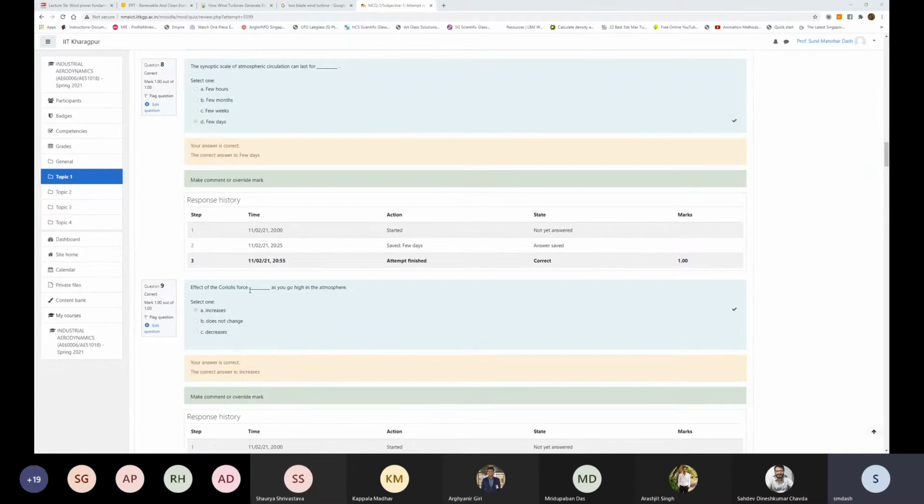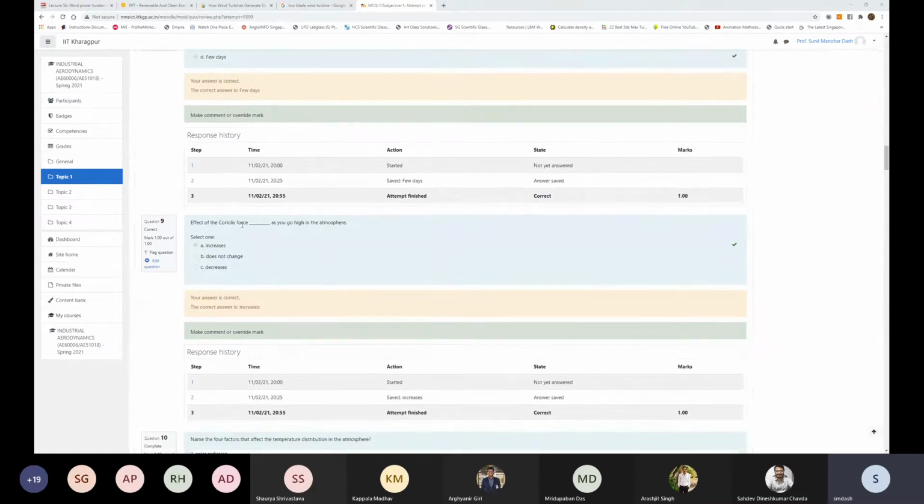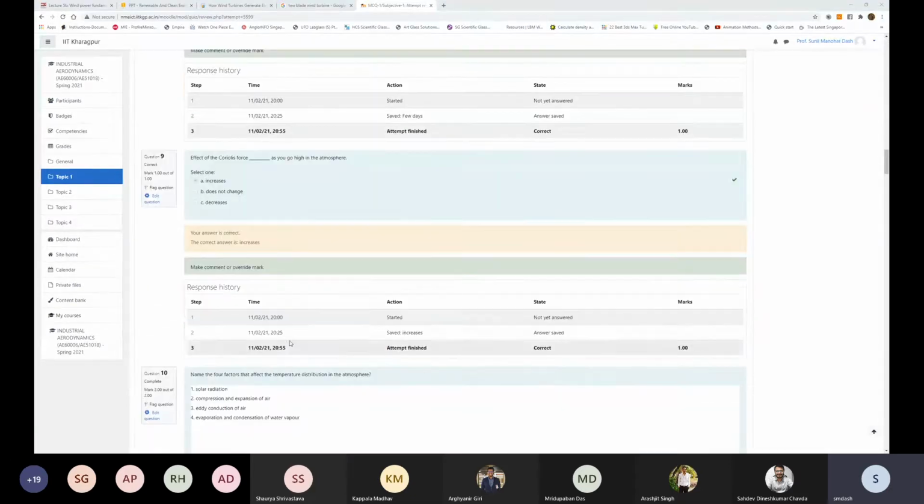Effect of the Coriolis force as you go high in the atmosphere, it increases. The Coriolis force increases because the velocity of the wind increases as you go high in the atmosphere. So that tends to increase the Coriolis force.